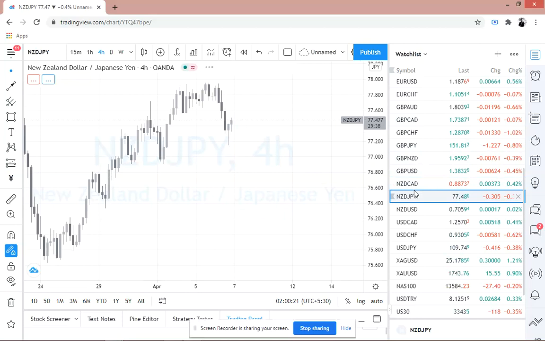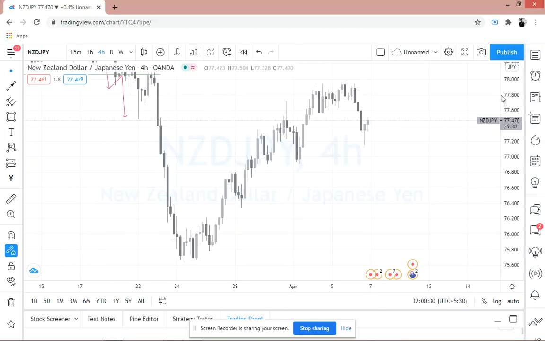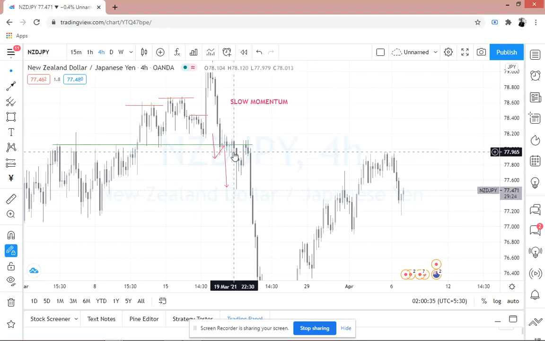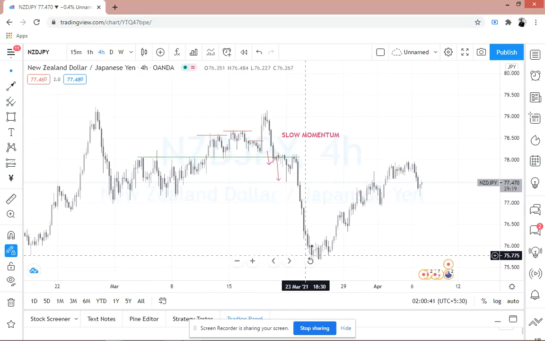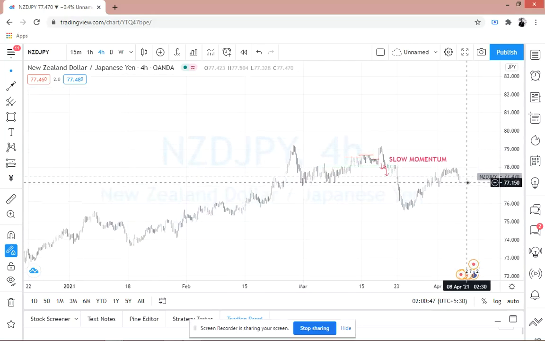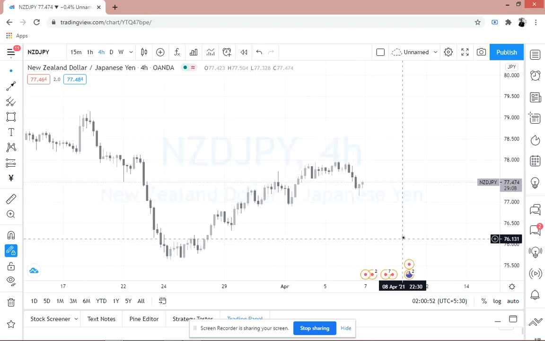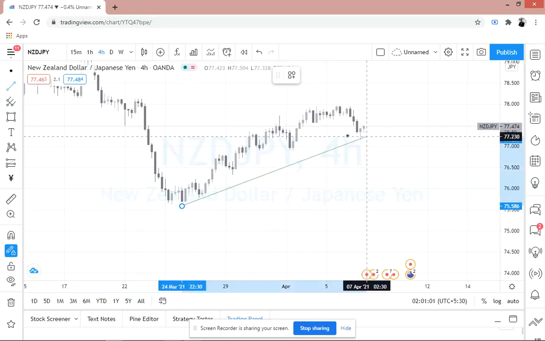So we have here NZDJPY. Let's see what we have with the trend. This is also what we call slow momentum. The market broke the lower level and went down. Strong sellers' movement, but the trend is still up. So we should look for a buy opportunity. This is an uptrend.